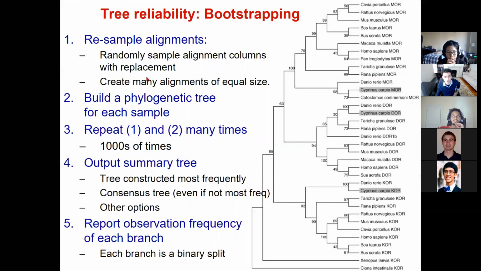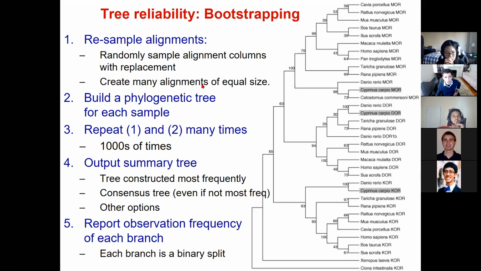The last concept that I want you to grasp is bootstraps, which is basically asking: if I resample my alignments randomly by choosing columns with replacement, and I create many alignments of equal size, then I build a phylogenetic tree for each of the samples, and I repeat this many, many times, like thousands of times, I can then output a summary tree, which is the tree that's constructed the most frequently, or a consensus tree, even if it's not the most frequent, or some other option.